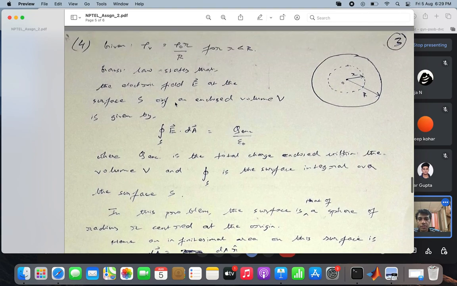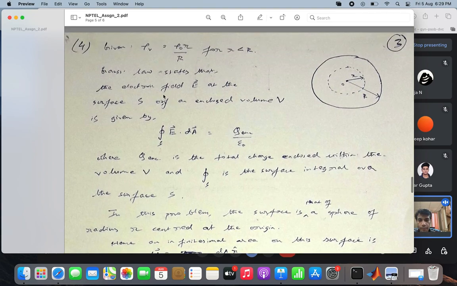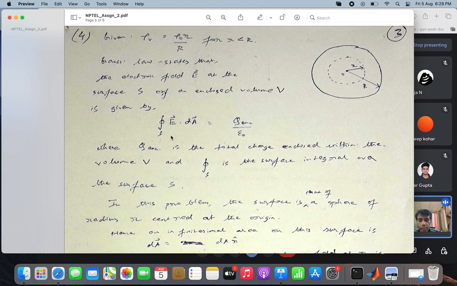So since my charge distribution has a spherical symmetry, this electric field will only be in the radial direction. It cannot have a phi or a theta component. It will only depend on r, right? Yes, sir. And the area vector, so dA, is basically a normal to the surface of my sphere.